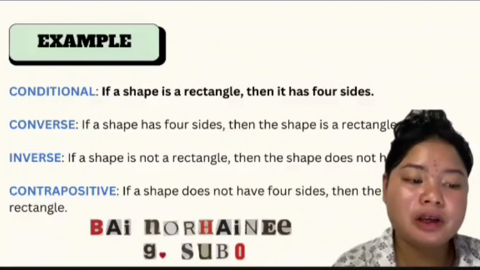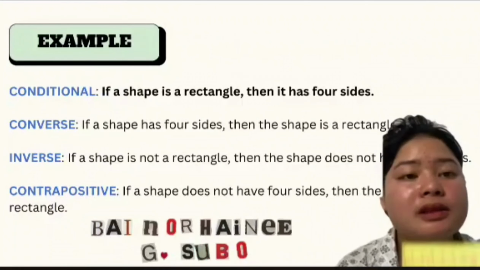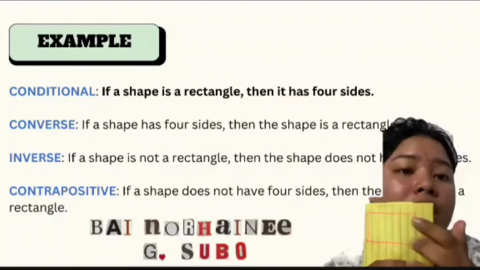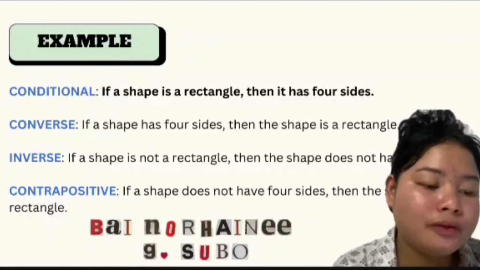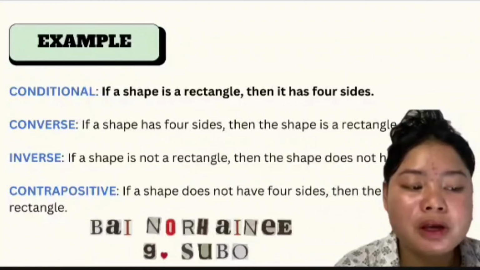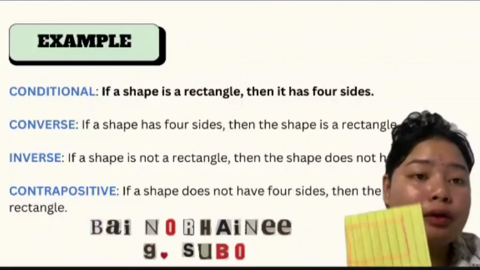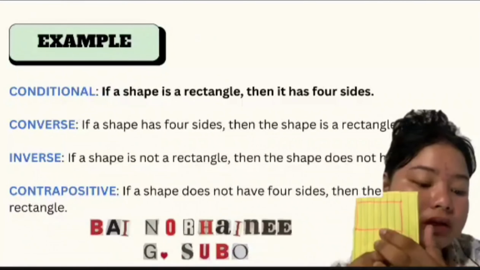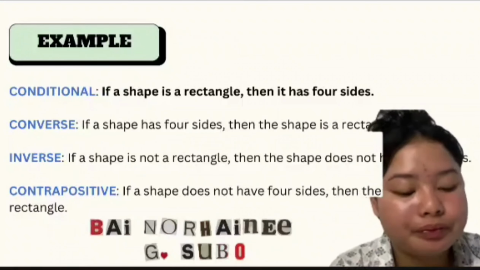If a shape is a rectangle, then it has 4 sides. If its shape is a rectangle, it has 4 sides. Then, converse: if a shape has 4 sides, then the shape is a rectangle. Same as before, if a shape has 4 sides, the shape is still a rectangle.